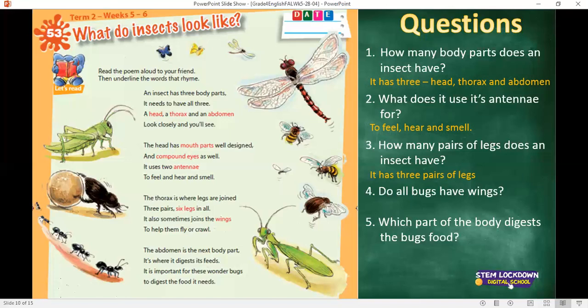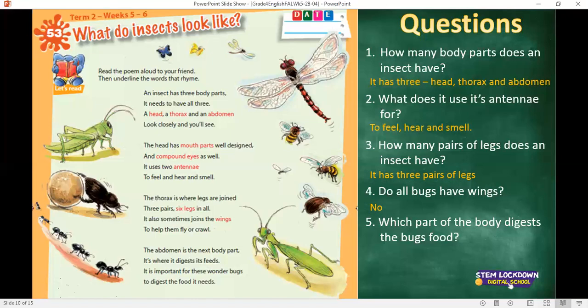Number 4, do all bugs have wings? I think if you look at the picture, you can see that all bugs don't have wings. Some of them just have legs. There are others that are lucky that they can fly and they can crawl.